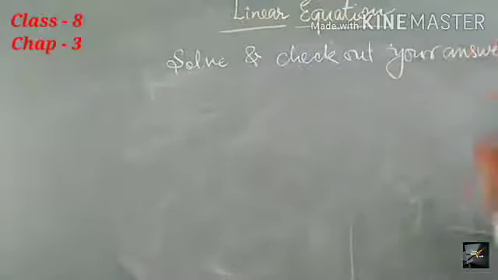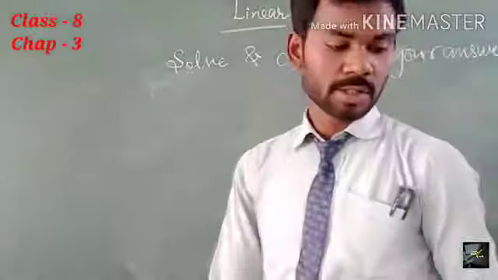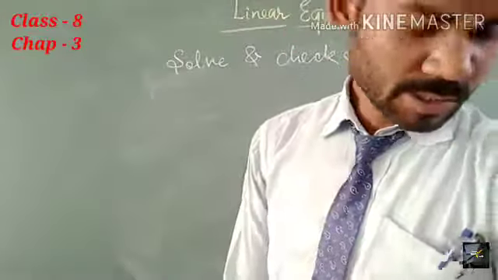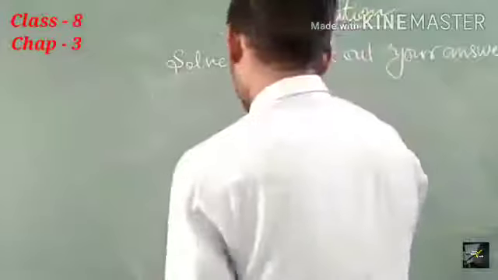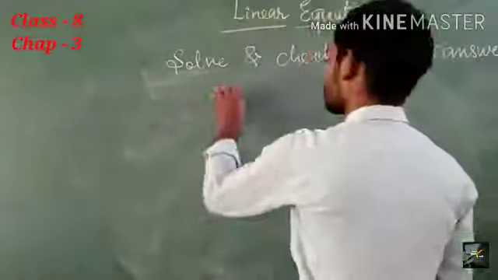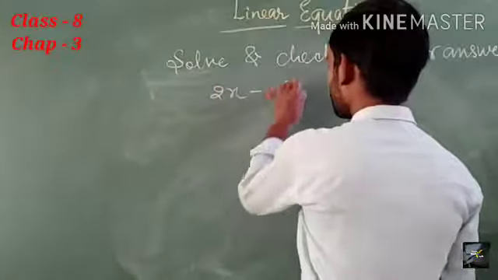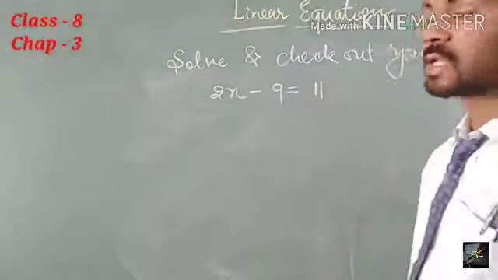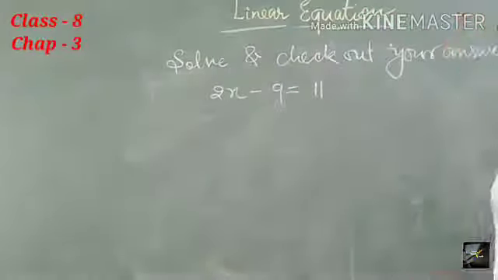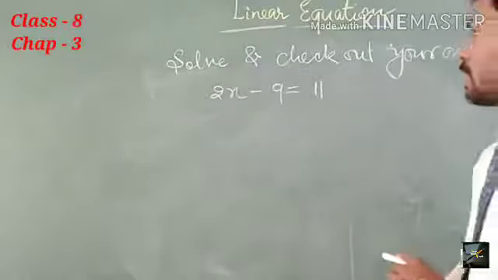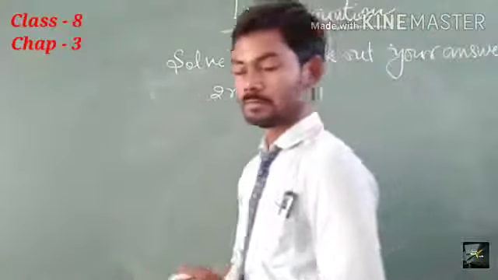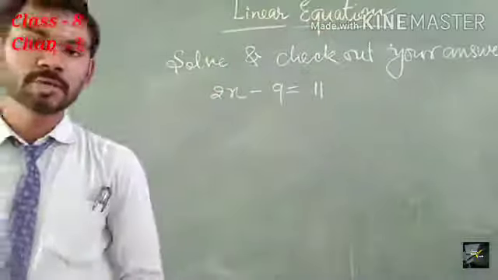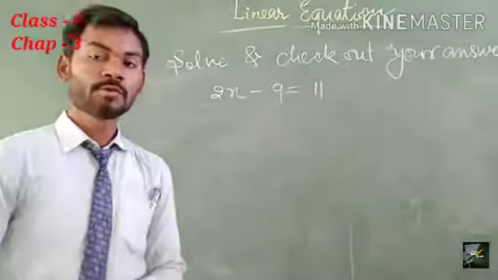Hello. Solve and check out your answer. The first question is: given that 2x minus 9 is equal to 11. This is the given, and there is no instruction about which method should be used here.